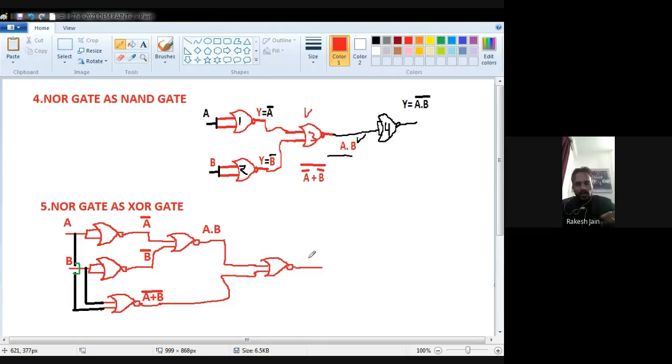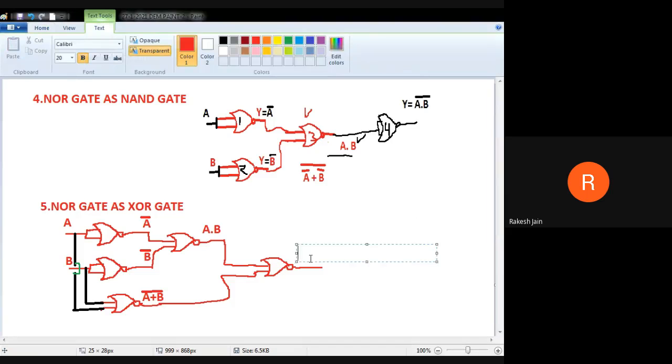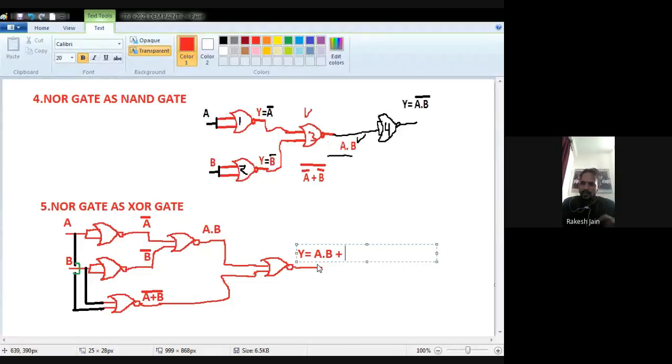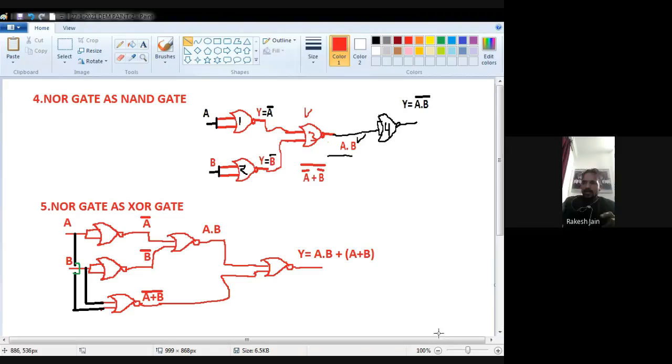This is a NOR gate. So what is the output of this final NOR gate? First input plus second input having total bar. So this is my final output. So I realize here Y is equal to, first input is A dot B, then plus second input, which I put in bracket, A plus B having a bar already. This is my second input. So first input plus second input having a bar means this one.